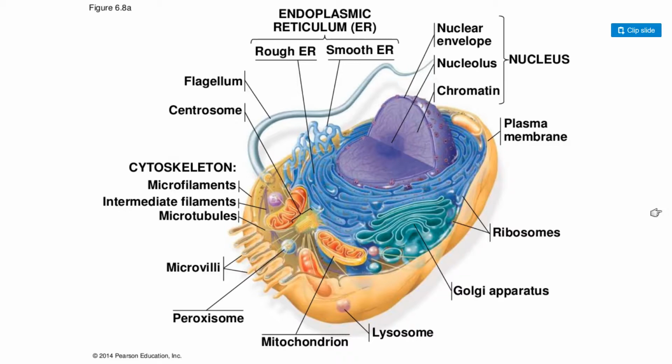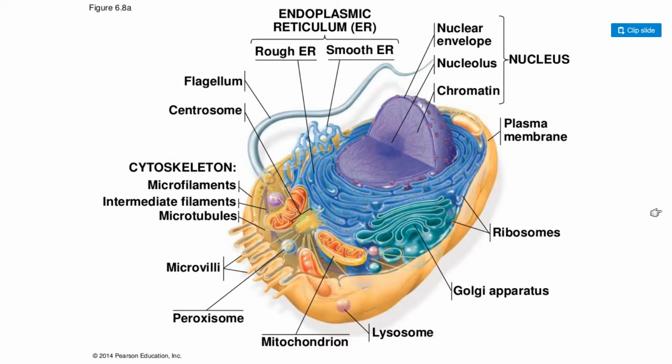So microfilaments support the plasma membrane and function in muscle contraction. This is a plant cell. So they're the ones that enable muscles to contract. This is all done by microfilaments.